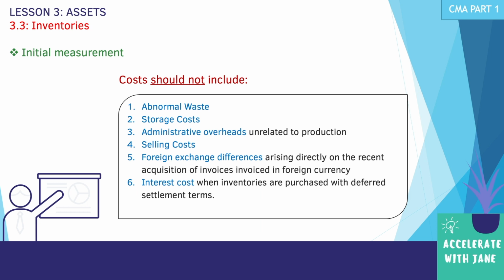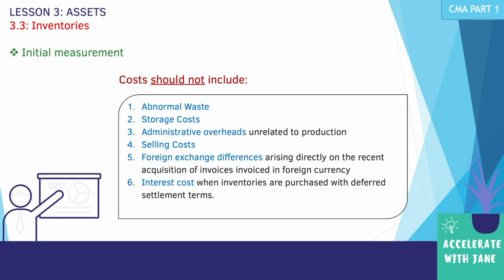So for example, a finished product, right? A company typically incurs costs, for example, marketing costs, distribution costs, selling costs. This should also be excluded in the cost of the inventory. Fifth is foreign exchange differences. So for example, if a company has purchased some raw materials or inventories which are denominated in foreign currency, or from a foreign supplier, any foreign exchange differences shouldn't be included as part of the inventory cost.